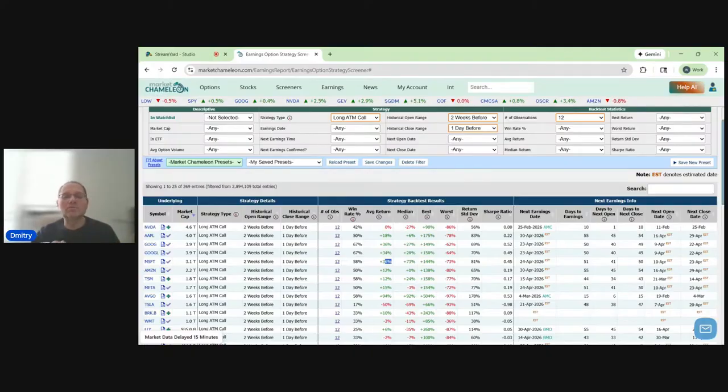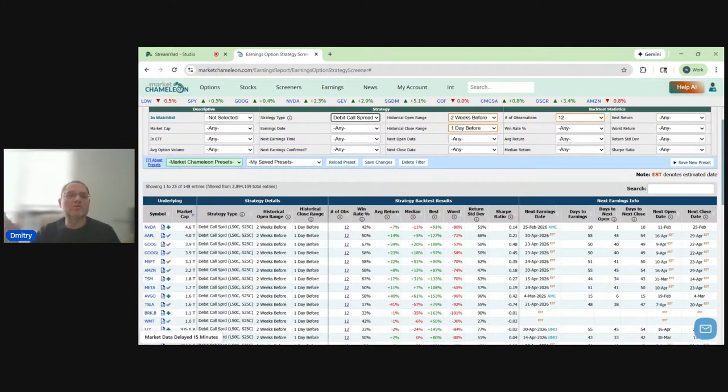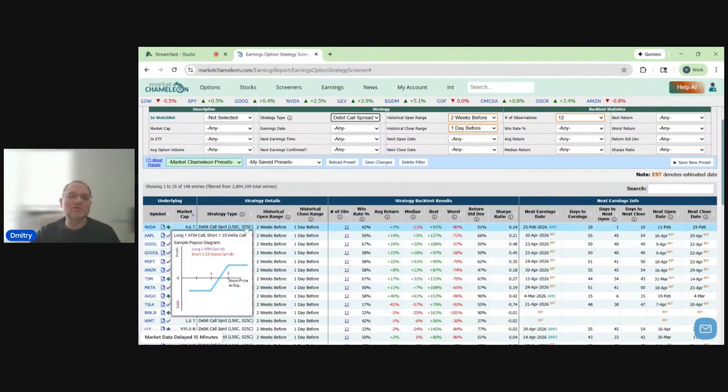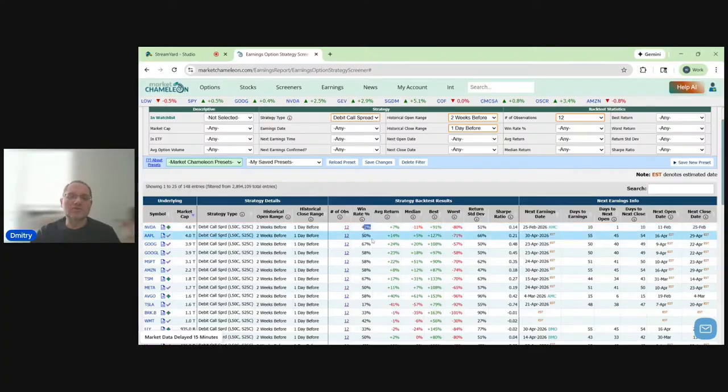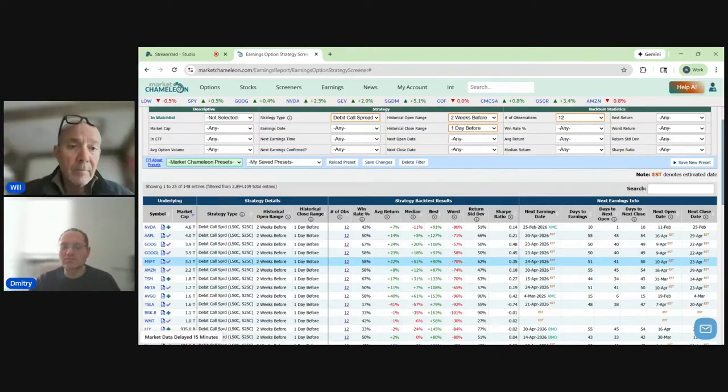We could also do maybe instead of an outright call, let's say we wanted to still do a bullish lean, but we did it with a call spread. So then we could just select the call spread, and this would do a long of 50 delta call, short a 25 delta call, and then we have the percentage wins here with average returns. So I'm going to stop there, kind of give an overview of today's screener. Throw it back to you.